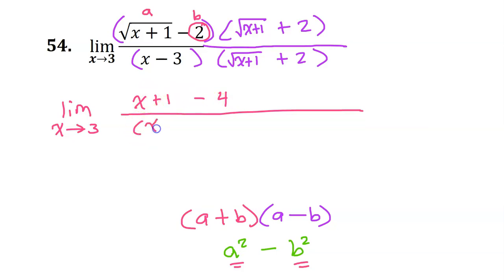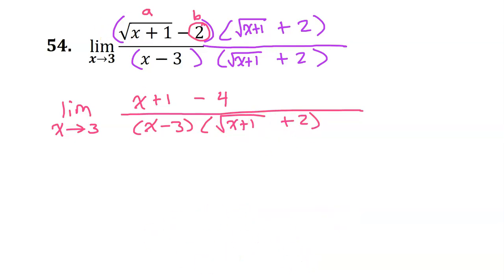In the denominator, I will leave this as x minus 3 times the square root of x plus 1 plus 2. I'm just going to leave that like it is for now. So let's combine like terms and see if we can get something where we can use direct substitution without getting 0 over 0, which is the big problem. Well, positive 1 minus 4, that's negative 3. So check it out. We get x minus 3.